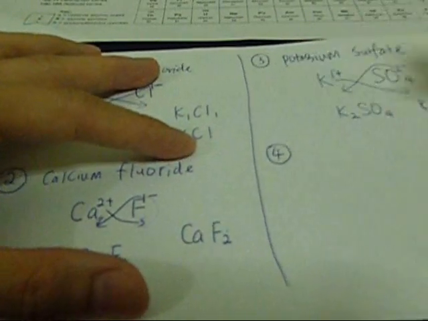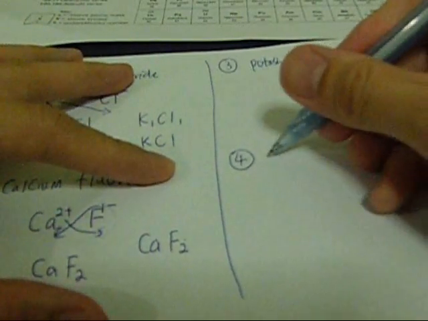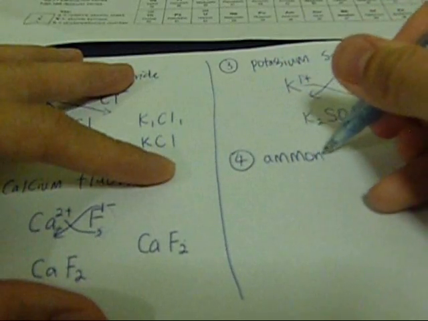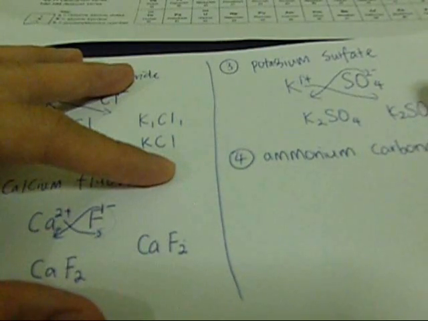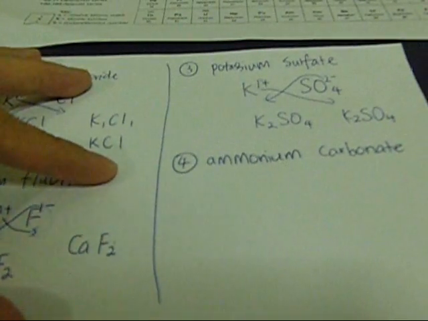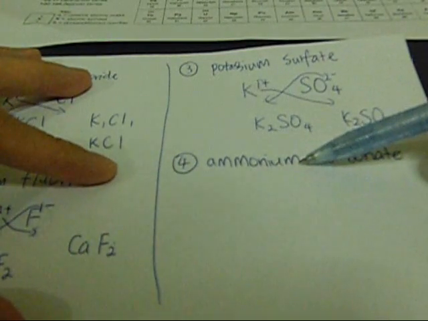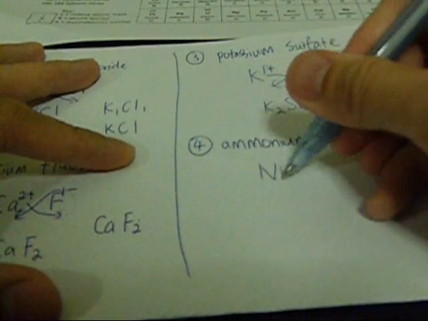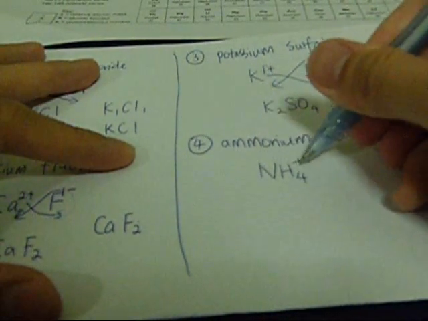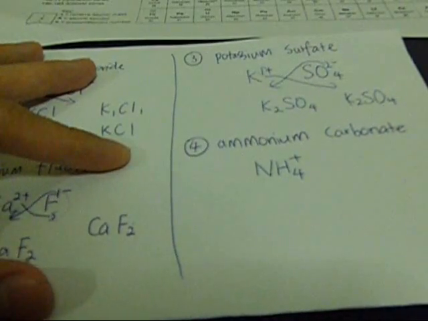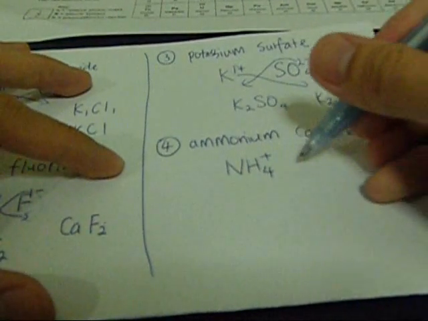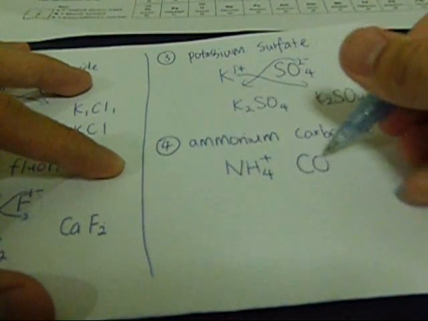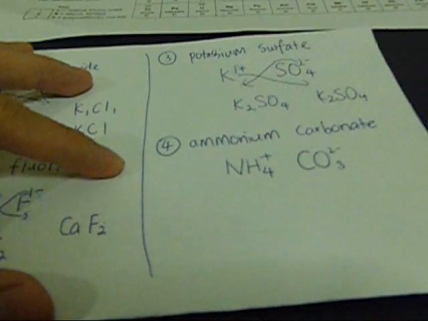Now let's look at a more complicated example. This is ammonium carbonate. Now ammonium carbonate, this ammonium, again, this is one of the polyatomic ions that I asked you to memorize the formula. Ammonium, if you remember the formula of the ion, ammonium ion is actually NH4 and then 1 plus. Carbonate, again, is one of the polyatomic ions that I asked you to memorize the formula, and it is CO3 2 negative.